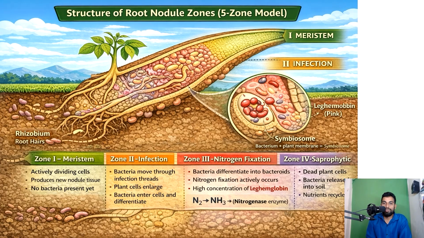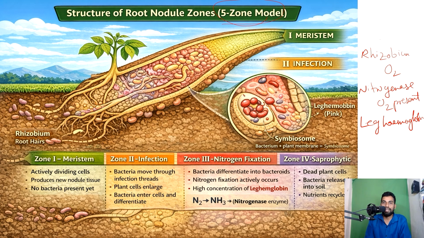Structure of root nodule zones. It is a 5-zone model. Okay, I forgot to tell you one thing, that Rhizobium requires oxygen, but the nitrogenase enzyme won't work if oxygen is present. So how did the plant solve this problem? It is solved by the leghemoglobin protein. It binds with oxygen but maintains a low concentration of free oxygen in the nodule. So nitrogenase isn't affected by it, but Rhizobium gets oxygen. Please remember it.